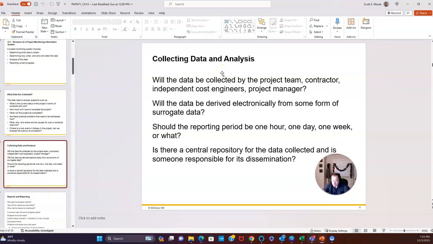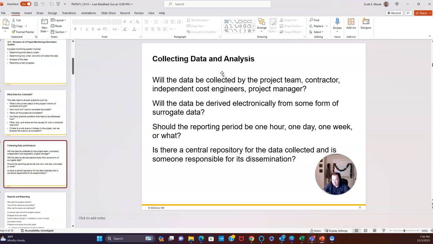Okay. So, who's going to collect all this data? Within the team, as part of your roles and responsibilities, or your RACI, which we talked about, I believe, in week 3, who's going to collect all this information? Is it the project team? Do you have contractors? Do you have cost engineers? Are you, as a project manager, going to collect the information? How are you going to collect it? Is it going to be electronic? Are you going to be able to aggregate and collect the data?